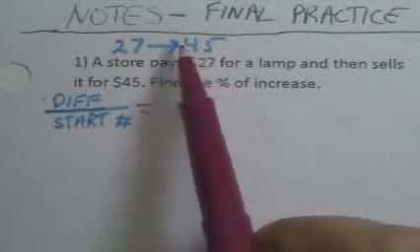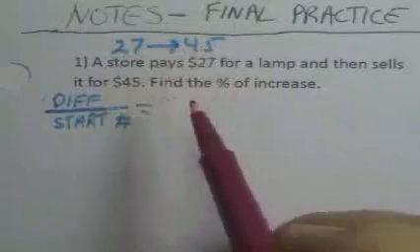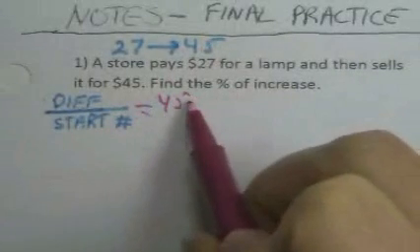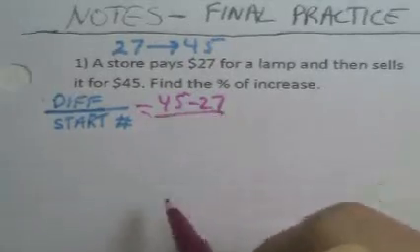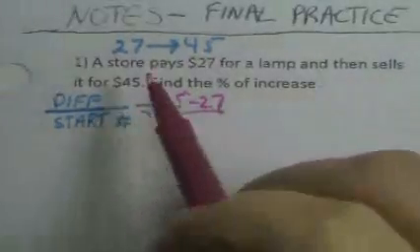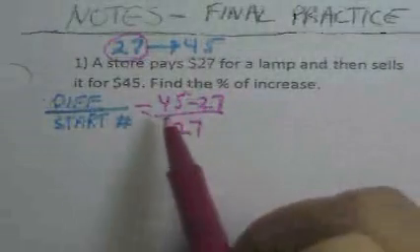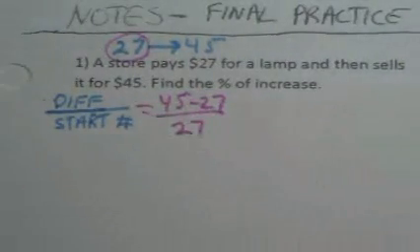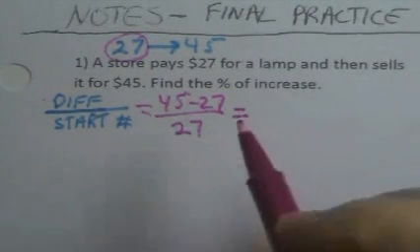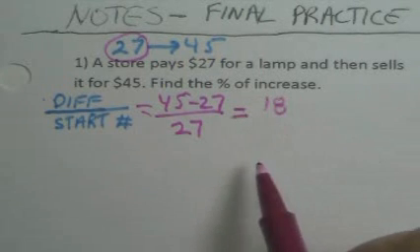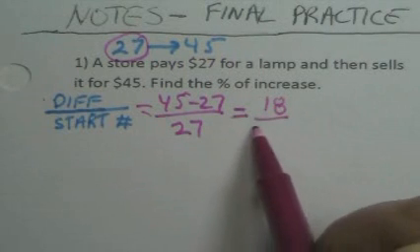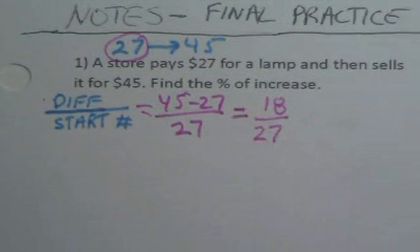So the difference of 45 and 27. So I'll write that in there. 45 minus 27 over the starting number. What number did we start with? 27. Okay, so the difference of the two numbers over the starting number. And 45 minus 27 is 18. So we have 18 over 27.